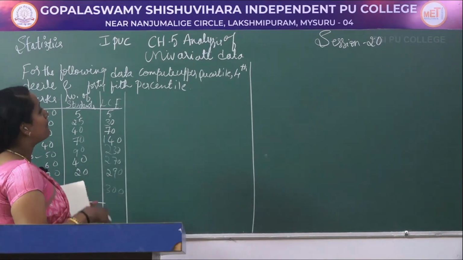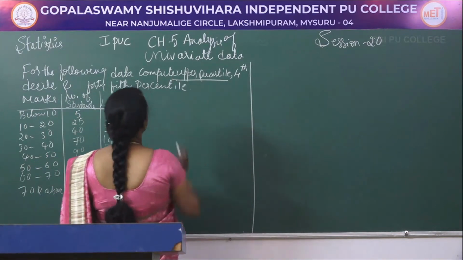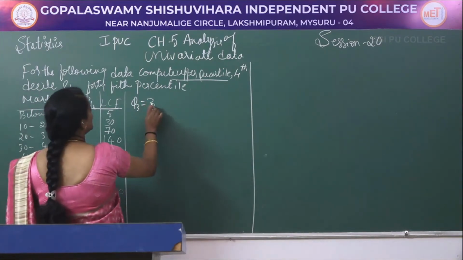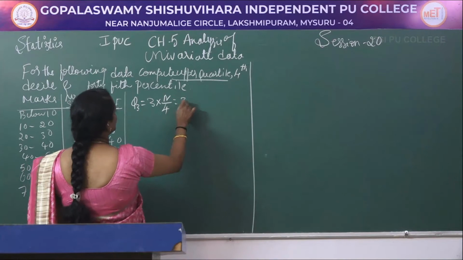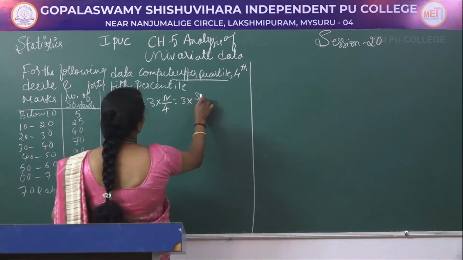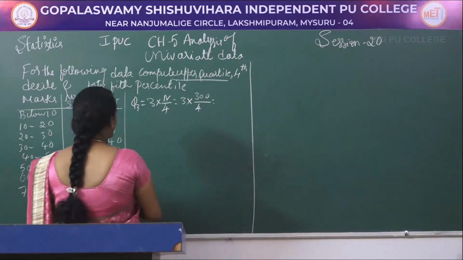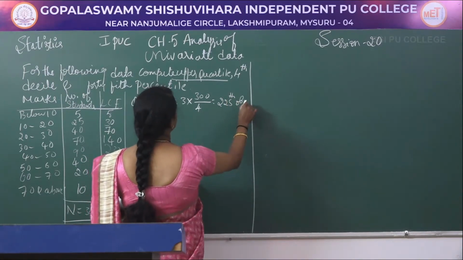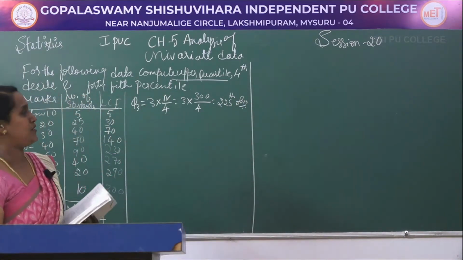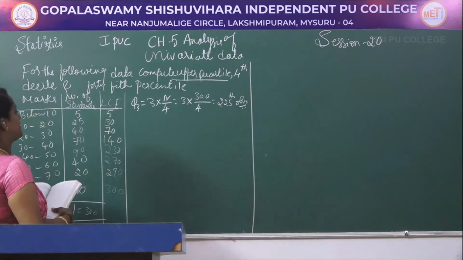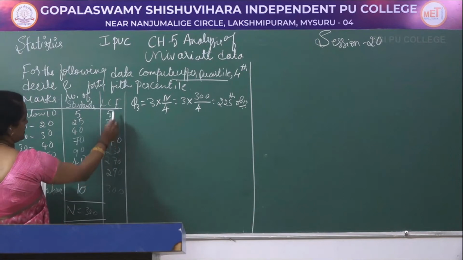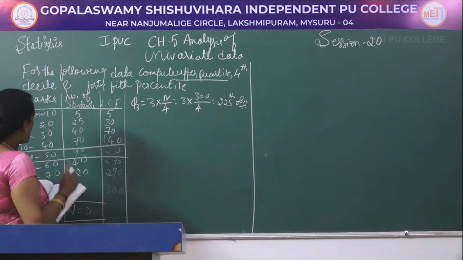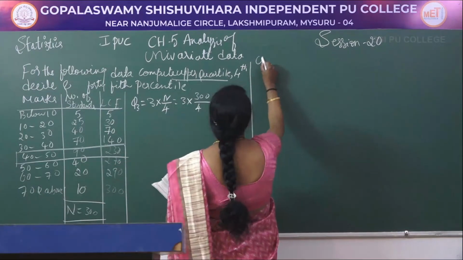Since we want to calculate the upper quartile, that is Q3, and since this is a class interval, it is 3 times n by 4. That is 3 into 300 divided by 4. This is the 225th observation. This 225 comes in the LCF value 230, so I am going to block this row. Now I will write the formula to find Q3.